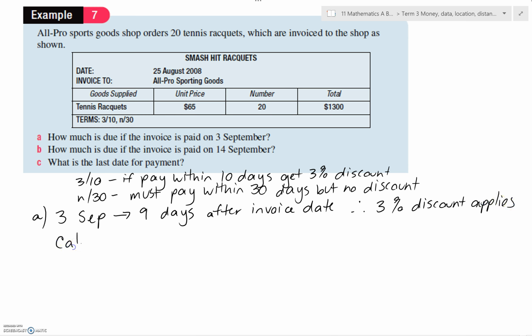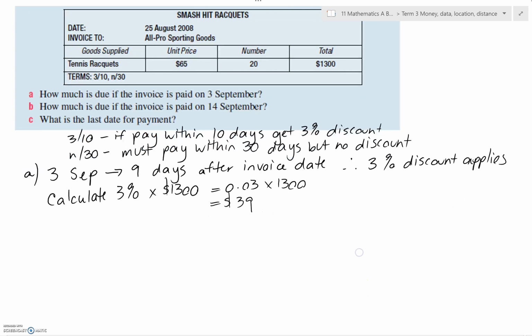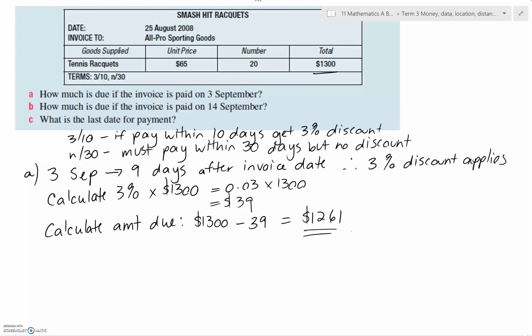So I'm going to calculate 3% of $1,300, which is 0.03 times $1,300, $39. Okay, but it wants to know how much is due. That's the discount. Now I'm going to calculate the amount. AMT, by the way, is a very common abbreviation for amount due. So $1,300 was the invoice total, minus the discount. $1,261 is the amount due.